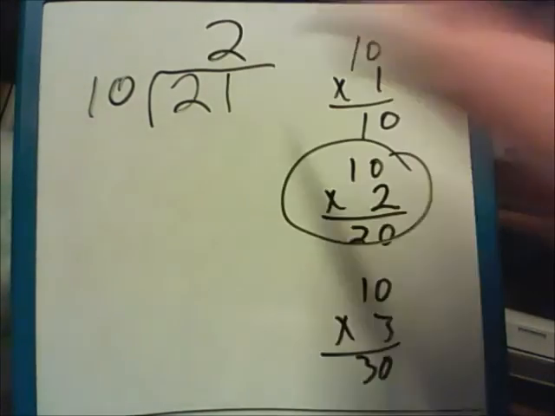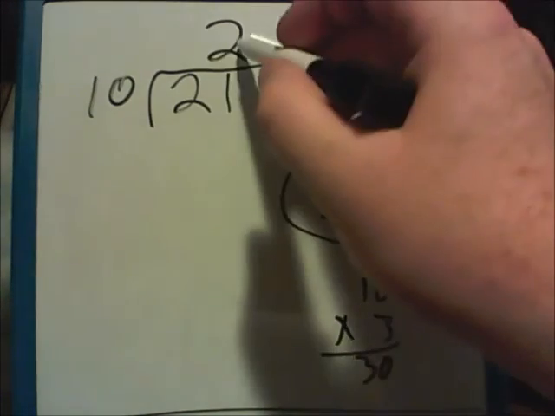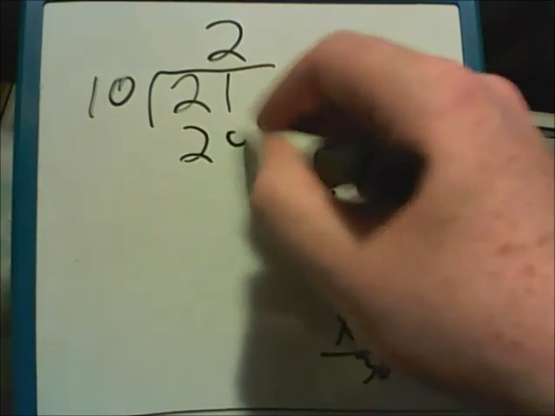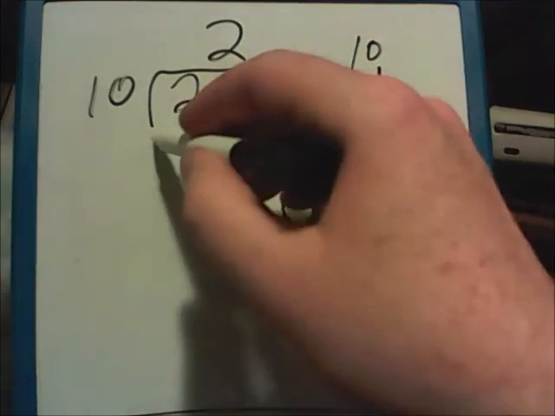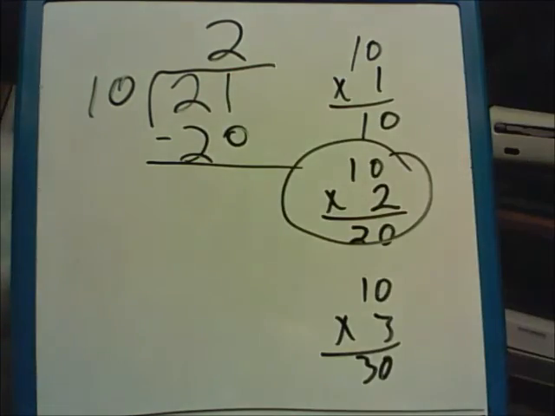We show that by putting it up top, so that 2 times 10 gives me 20, as I worked out earlier. Now I just subtract to see how much is left over. And in this case, it's just 1. So if we were looking at just whole numbers, this would be 2 remainder of 1. But now that we're working with fractions, they want us to show that remainder as a fraction. So here, it's going to be 2 and 1 over 10.